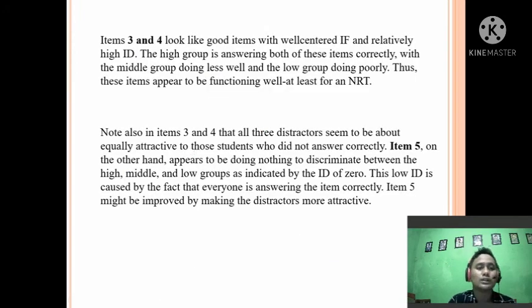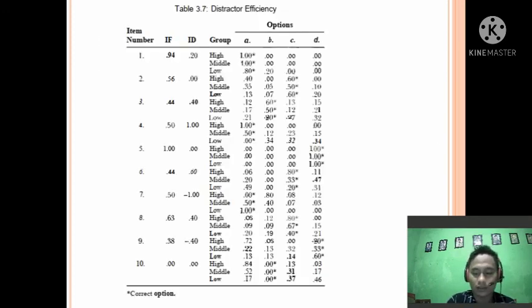So items 3 and 4 look like good items, with well-centered IF and relatively high ID. The high group answered this item correctly, with the middle group doing less well and the low group doing poorly. Okay, thus this item appeared to be functioning well for an NRT. Okay, 3 and 4. The high group answered both items correctly. Wait, guys, 3 and 4. Okay, this is item 3 and 4.